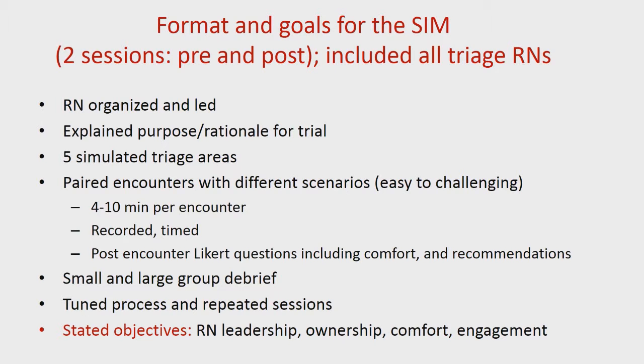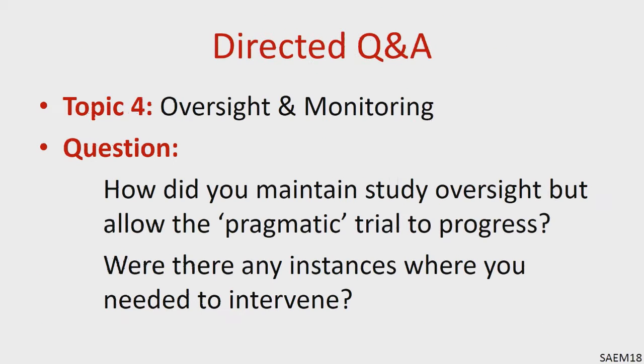The next topic, I'm going to move through a couple of slides, is oversight and monitoring. The question is, how did you maintain steady oversight but allow a pragmatic trial to progress? Knowing that the wheels could come off the bus, and if you're not aware that they've come off the bus, then you're dead in the water, and that would be a substantive problem. And were there any instances where you needed to intervene?